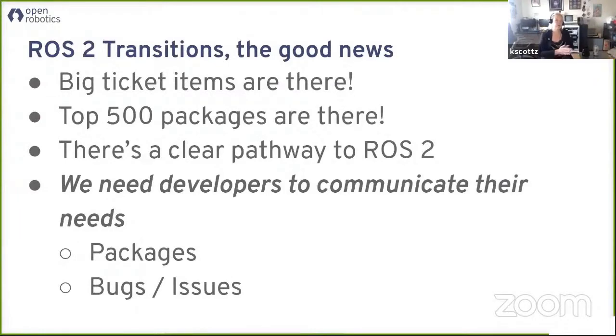So let's talk about ROS2 transitions. The good news is that, like I said before, all of the big ticket items are in ROS2. Most of the top 500 packages are in ROS2 already, and there is a clear pathway from getting from ROS1 to ROS2. And I think the thing that's missing right now to get people where they need to be and to get ROS2 where it needs to be is developers need to communicate their needs with respect to upstream packages and bugs and issues that they're finding. If people say, we're budgeting our time to go and do our transition in 2022 in the third quarter, and then they go to their upstream packages and say, hey, we're doing this then, what do we need to do to get there? Things should go relatively smoothly.